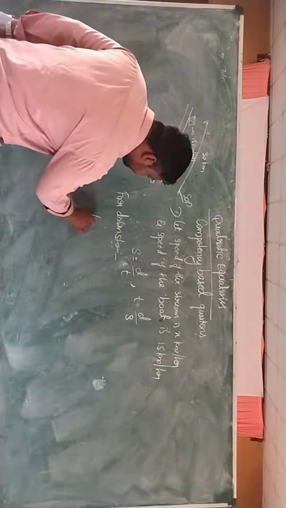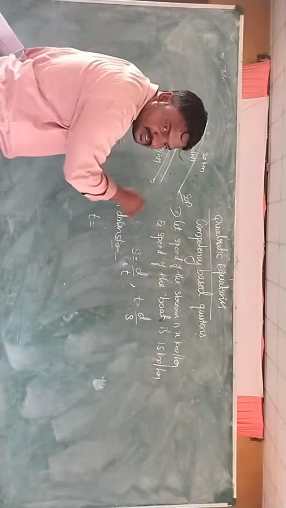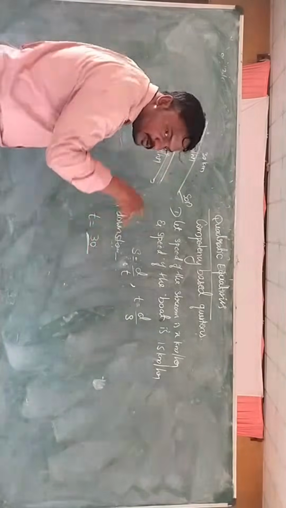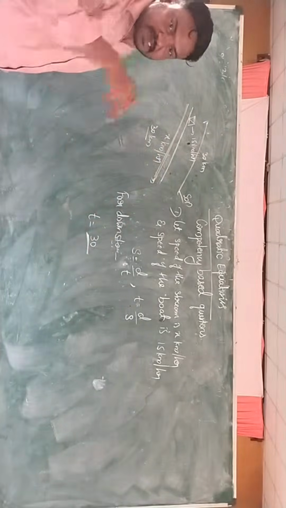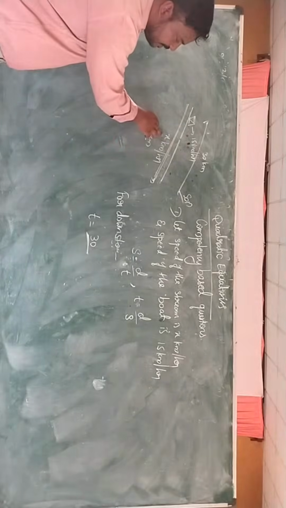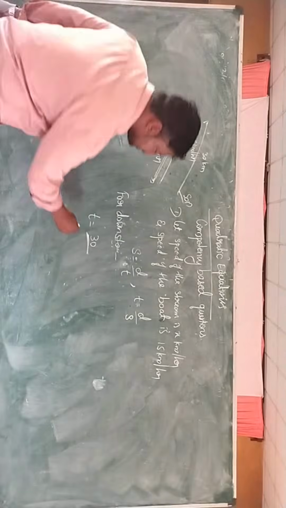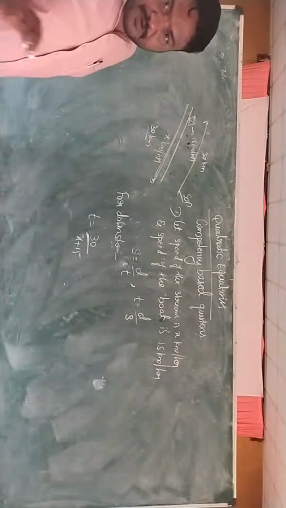So time taken is equal to distance, 30 kilometer, divided by speed downstream. Downstream means both boat as well as stream in the same direction. So speed of the boat is 15 kilometer per hour and speed of the stream is x kilometer per hour. So x plus 15. This is for downstream.